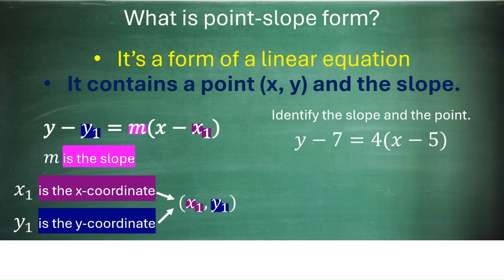Now let's practice identifying the slope and the point. In this equation, our slope is 4, and our coordinate pair is (5, 7), with 5 being the x-coordinate and 7 being the y-coordinate.